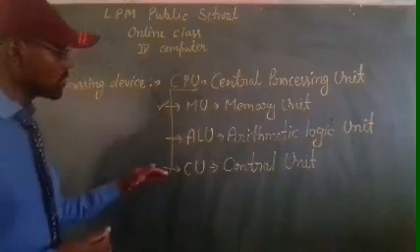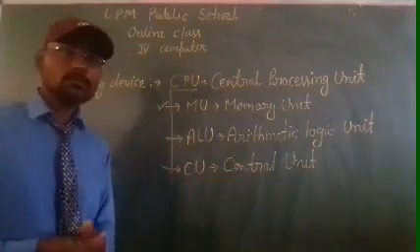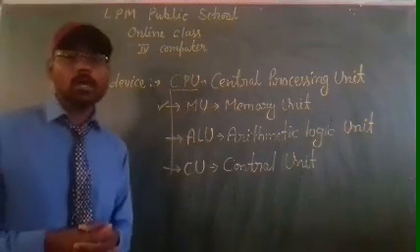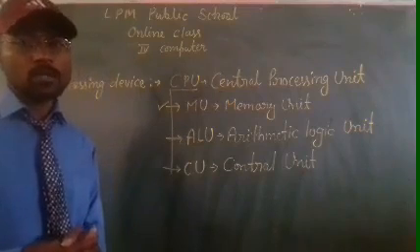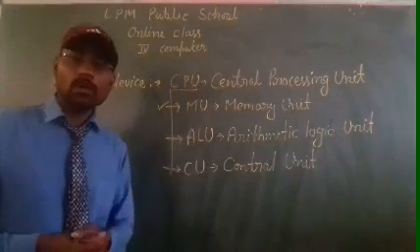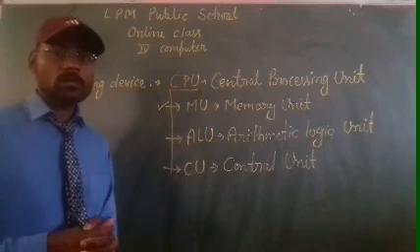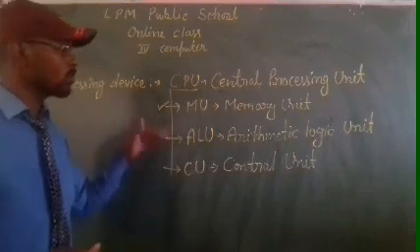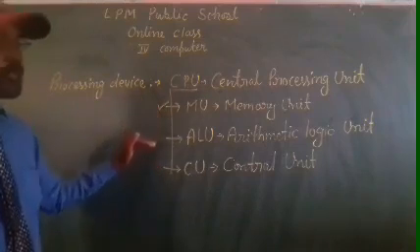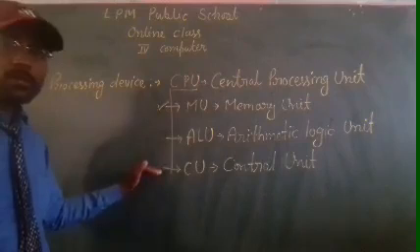Third is CU. CU is stand for control unit. Dear students, it controls and manages the functioning of all the part of a computer. You can say control unit controls the function of a computer. Okay students, so these are the parts of CPU. There are three parts of CPU. First is MU, second is ALU and third is CU.